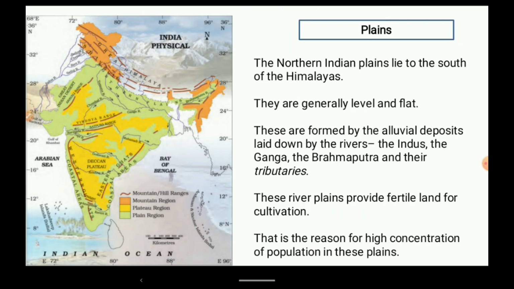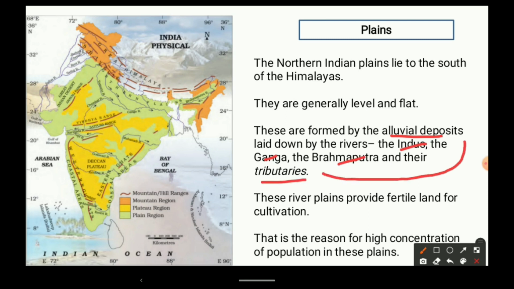Next, we are going to see about plains. The northern plain is located south of the Himalayas. As the name suggests, they are level and flat in topography. How are they formed? They are formed by alluvial deposits. The Indus, Ganga, Brahmaputra and their tributaries deposit their alluvium in their basins. That's how these northern plains are formed.